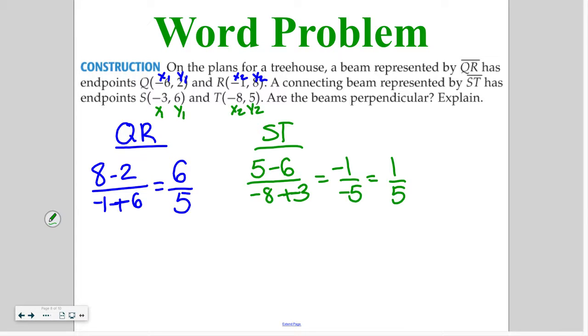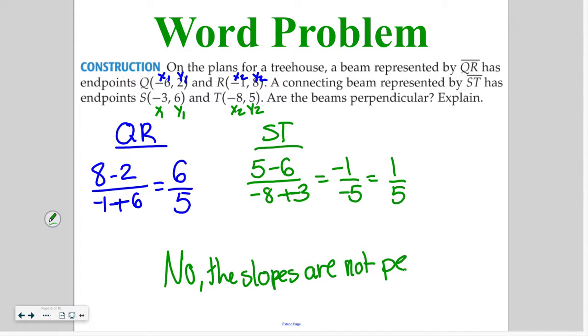Looking at our two slopes, 6 over 5 and 1 over 5 are not the same, so they are not parallel, and they are not perpendicular either. In order to be perpendicular, we would have had to get a second answer of -5 over 6. So we would say, no, the slopes are not perpendicular. Or you can abbreviate it to perp.